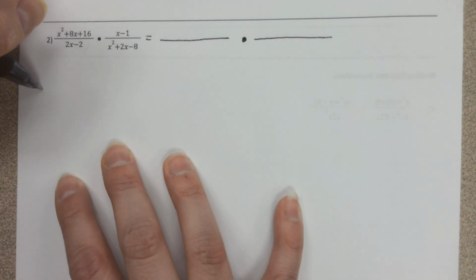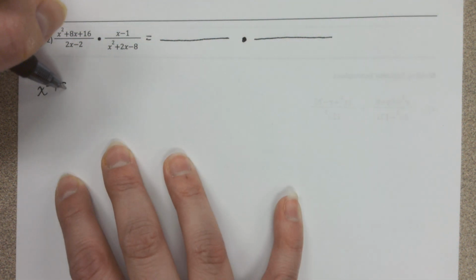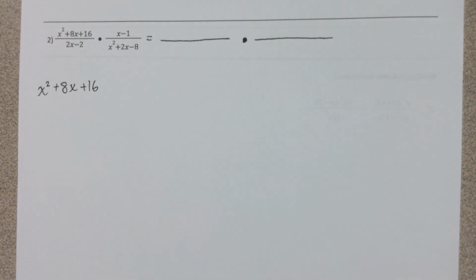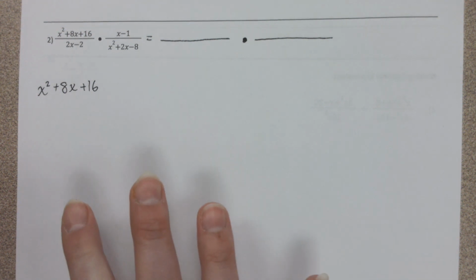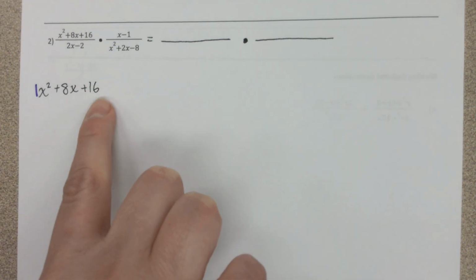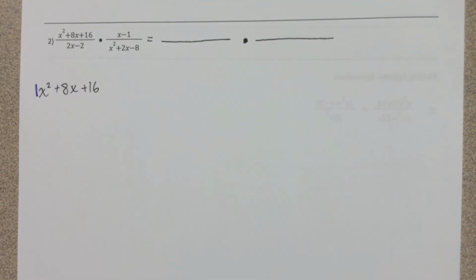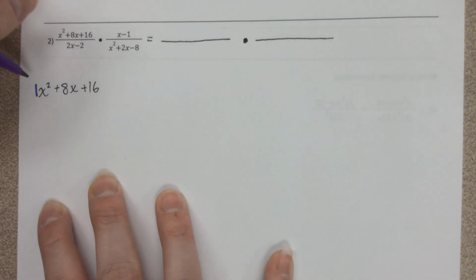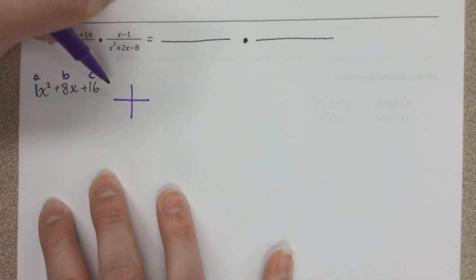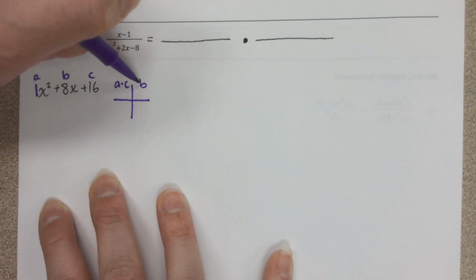First problem, we have x squared plus 8x plus 16. What do we always look for first? GCF. There's no GCF here. Our front number is 1, and 16 doesn't have any x's. So we can jump right into our ACB chart. Label ABC. We have A times C on the left and B on the right.